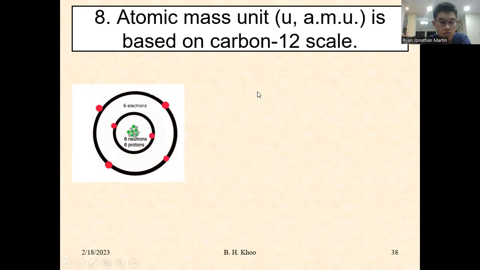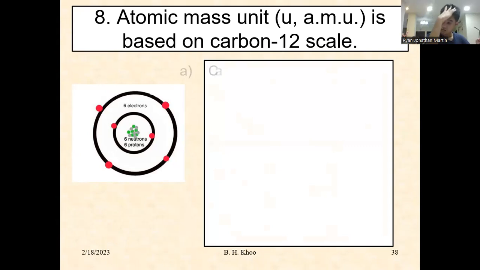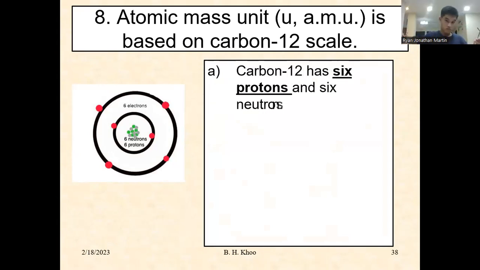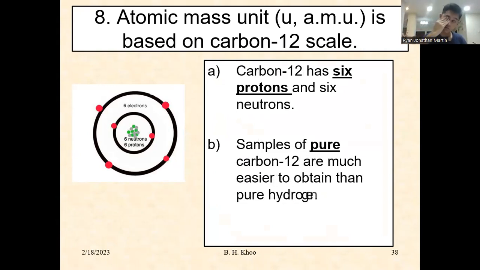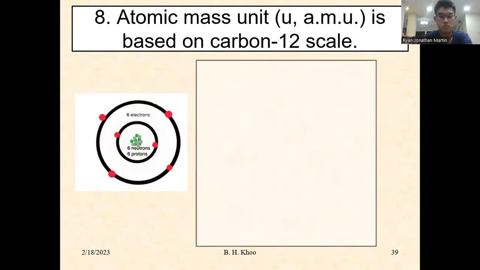Okay, atomic mass unit is based on the carbon-12 scale. There are 6 protons and 6 neutrons. Samples of pure carbon are much easier to obtain than pure hydrogen. That's the reason why we choose it as a standard.